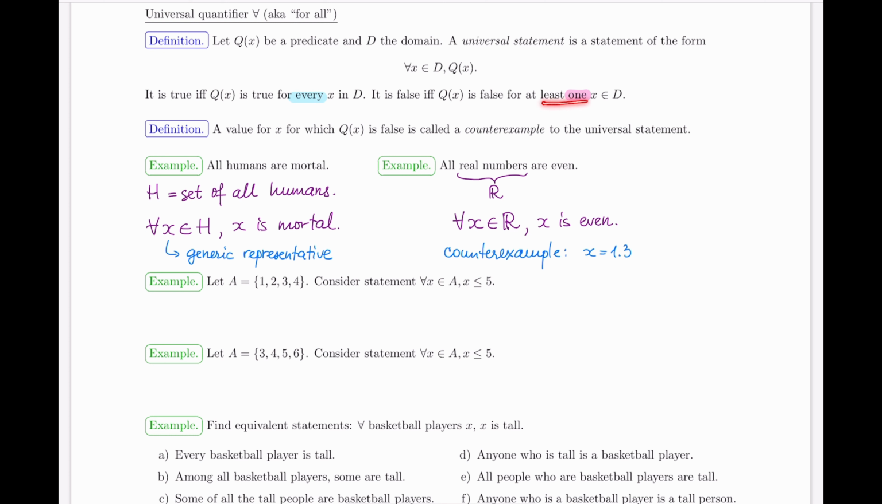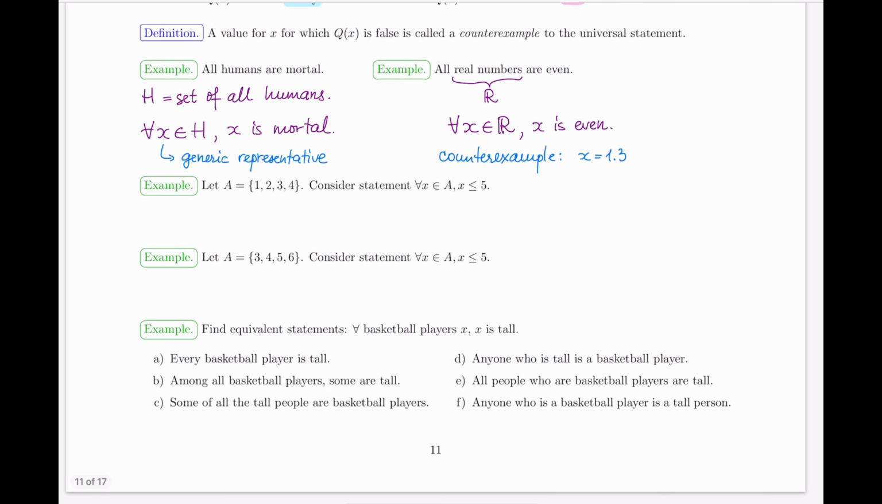That's why it says for at least one. My counterexample might be different from your counterexample, but it does not affect the falseness of the statement. As long as you can provide a counterexample, that is good enough to prove that the statement is in fact false.